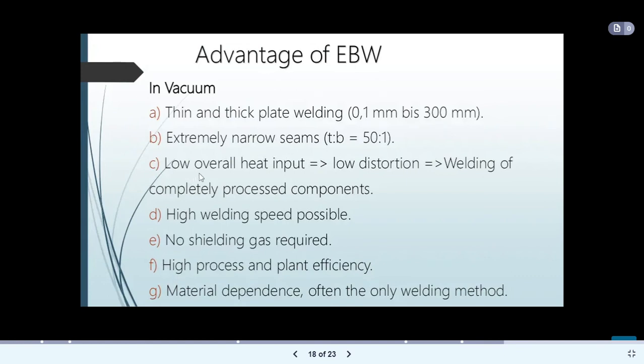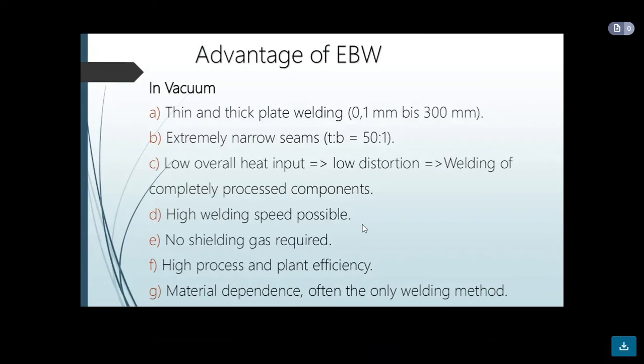Then the low overall heat input. As the beam is focused on a specific area, the heat is generated only in that area, and other parts remain unaffected. That's why this is an advantage of electron beam welding. High welding speed is possible. If the material that we need to join has a low thickness, then a high welding speed can be achieved. No shielding gas is required.